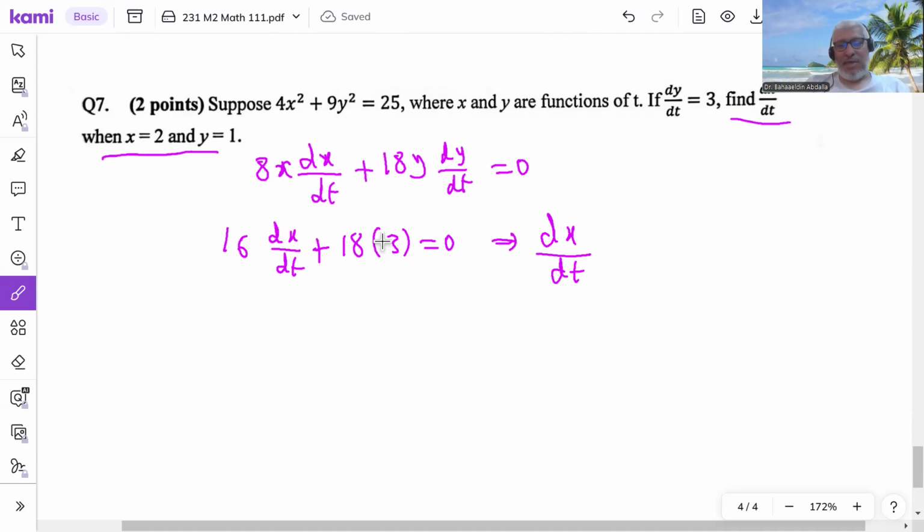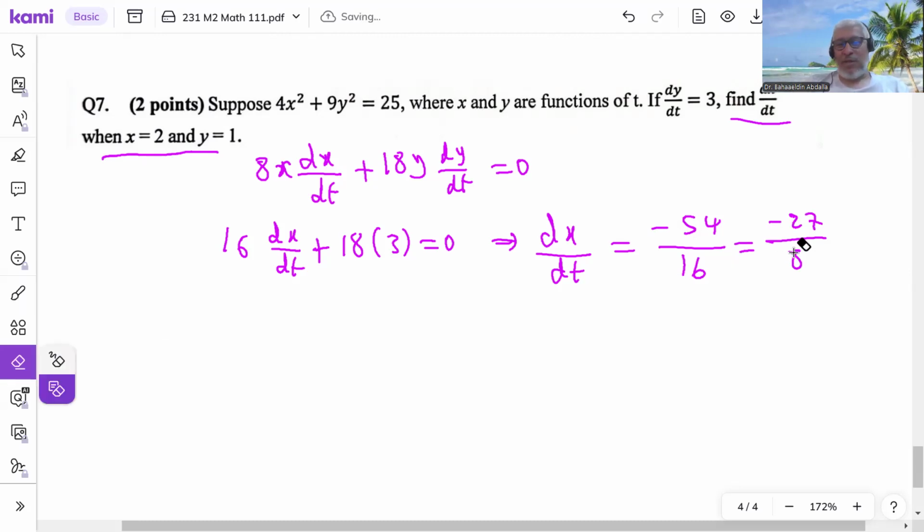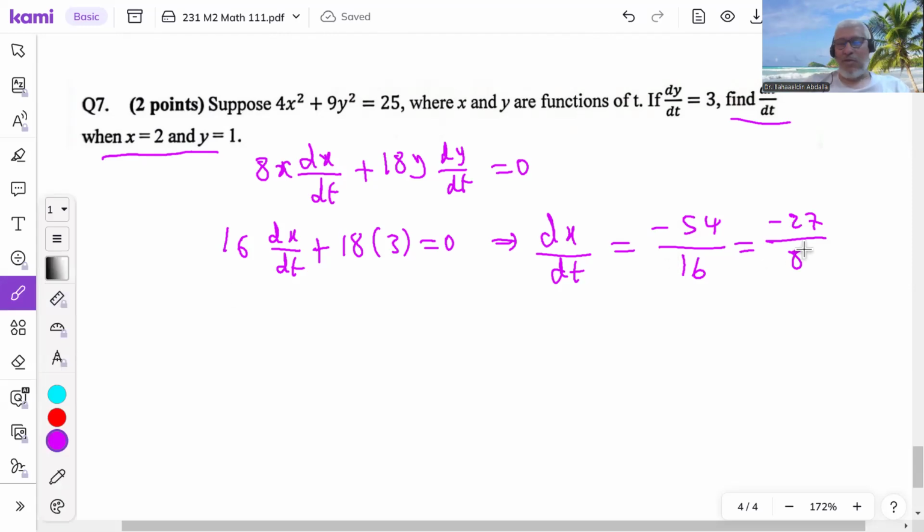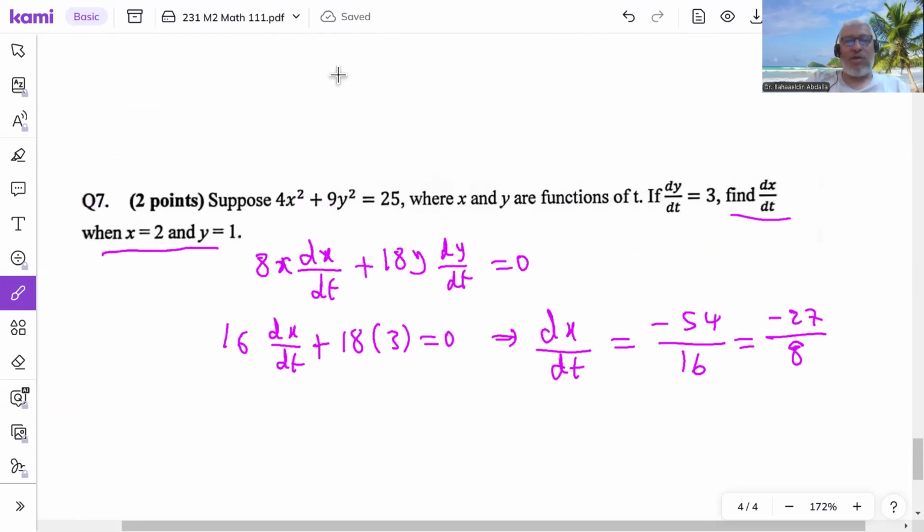3 times 18 is 54. If you take it to the other side, it would be negative 54 divided by 16. Or if you divide by 2, negative 27 by 8. This is the dx by dt. And this was the last question. I hope you enjoyed watching the solution of this major, and I hope you do well in the major.